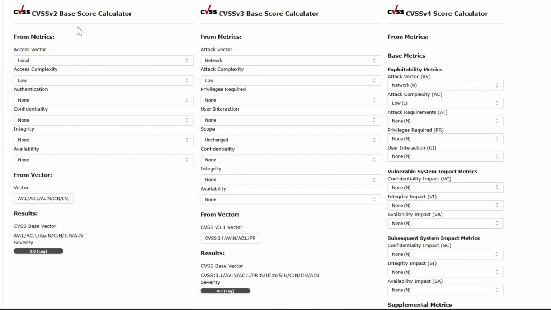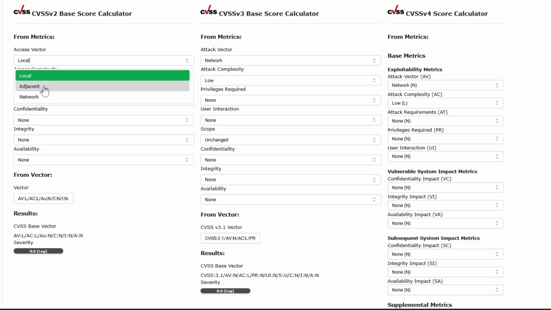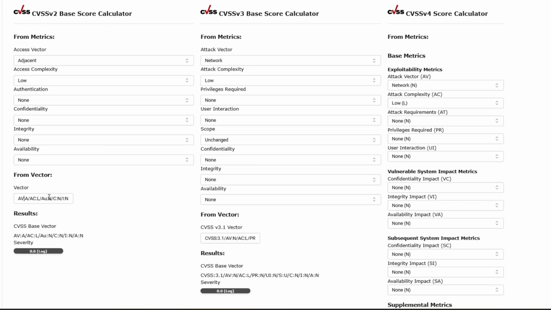CVSS 2 was the base one, which was checking the access vector, complexity, authentication, the CIA triad, and from the vector, how far it is for them to exploit. So there is a naming way to write it down. AV, that is the access vector. L means local. If you make it adjacent, it would be automatically created. This would be uniquely for every vulnerability scanning system. You will find this in Nessus, you will find it in OpenVAS. Any vulnerability scanning system you take, this would be observed there.